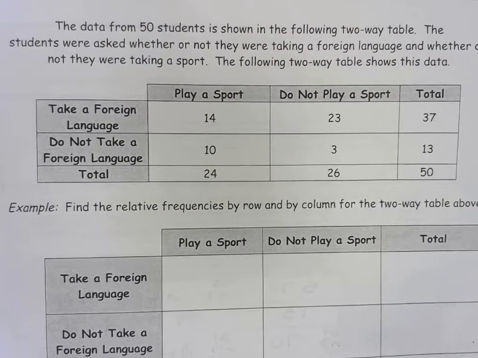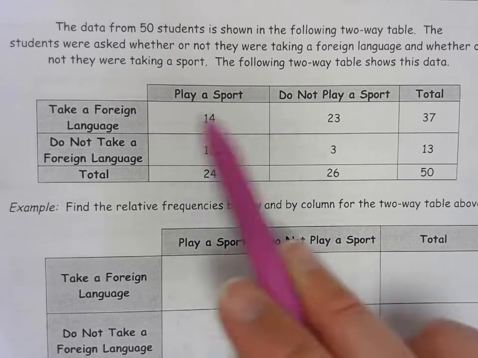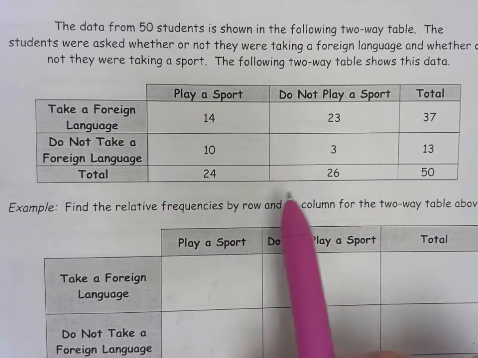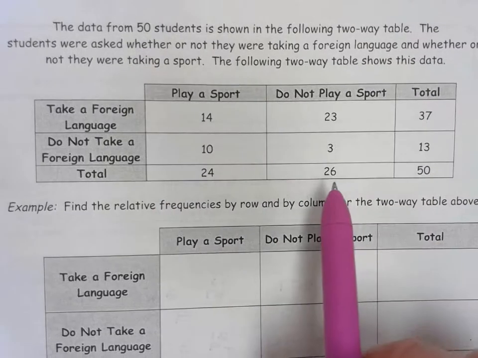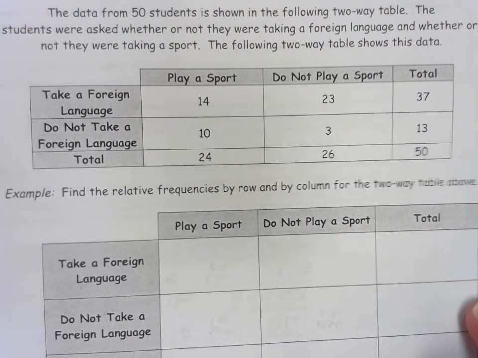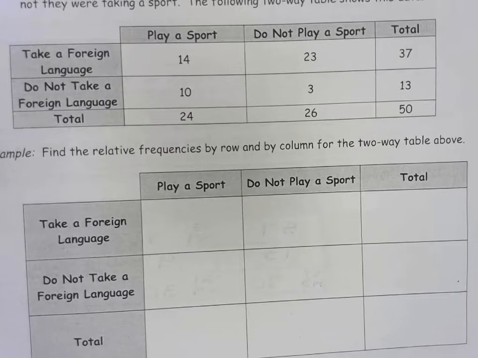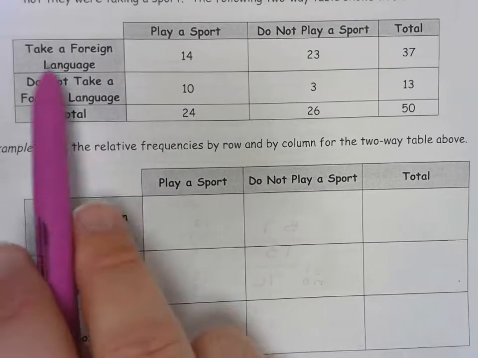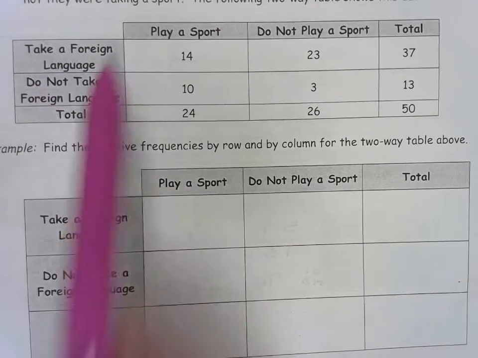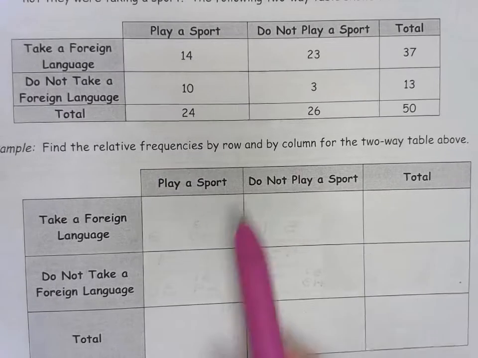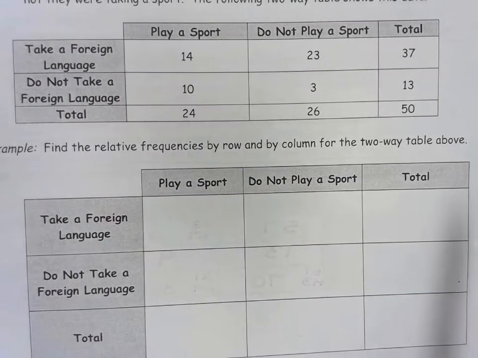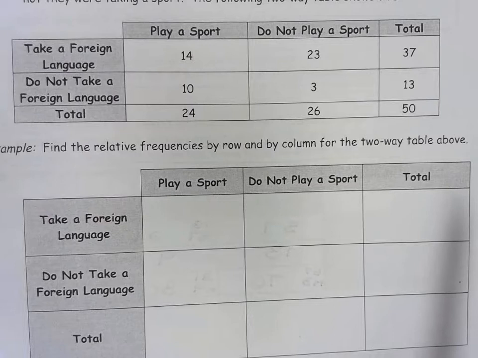As I look at this, this is just what we did. They give me this information in a two-way table, just like we got done doing. What we need to find is the relative frequencies by row and column for the two-way table above. When I say relative frequency, I want to know the percentage of something happening. What is the percentage of kids that took a foreign language and played a sport? What is the percentage of kids that took a foreign language and did not play a sport?